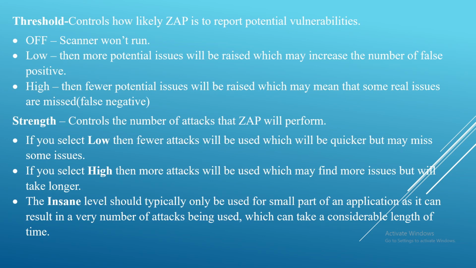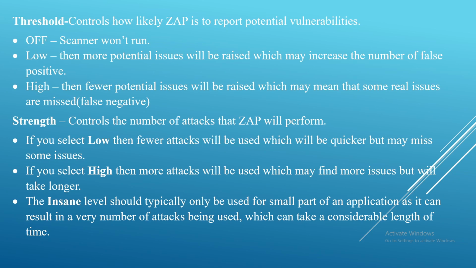Off means the scanner won't run. That means the active scan will not be performed if the threshold is set to off. If the threshold is set to low, then more potential issues will be raised, which may increase the number of false positives.